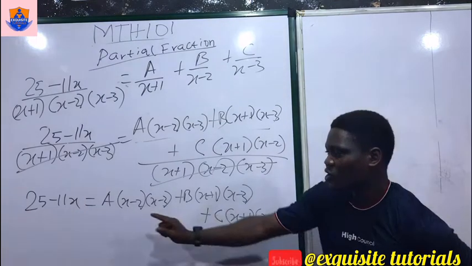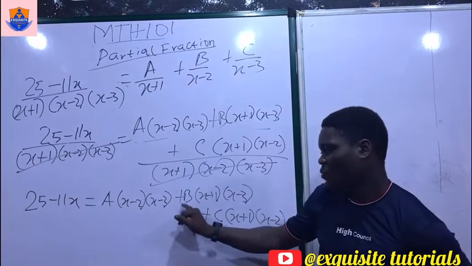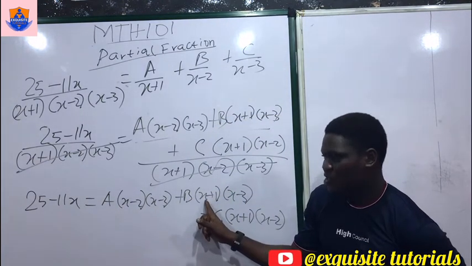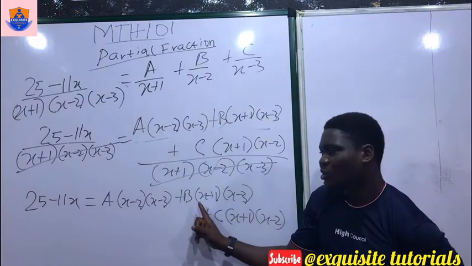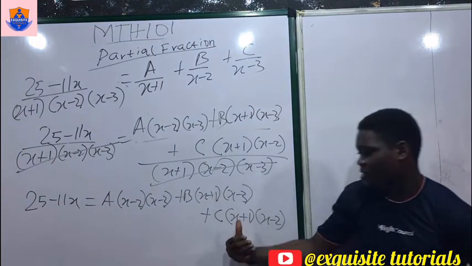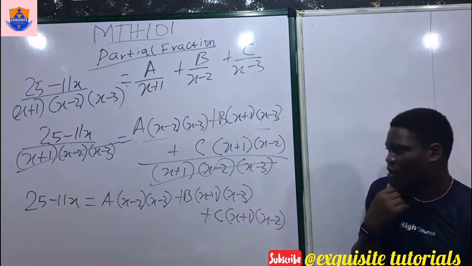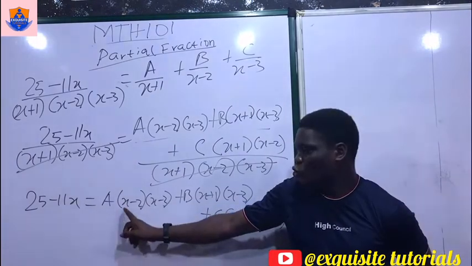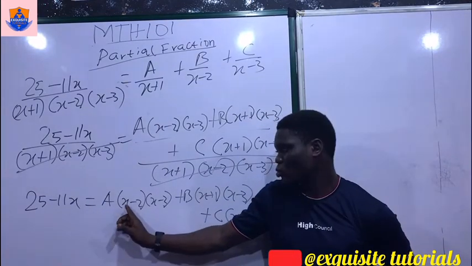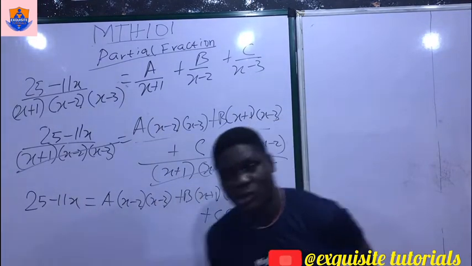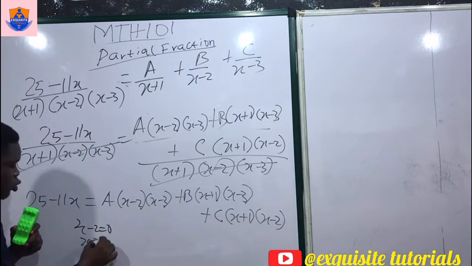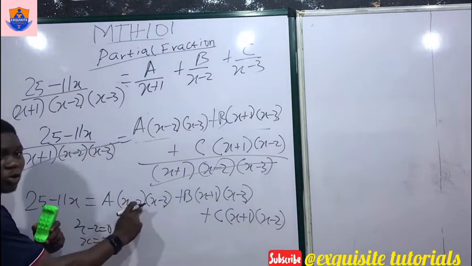Now, for me to get a, I have to eliminate b and c so that I will be looking for only a. Now, what will I put here as x in order to eliminate this? Or what will I put here as x in order to eliminate this? If x was 2, 2 minus 2 is 0. So I will be able to eliminate the bracket. So how do I know it's 2? X minus 2 equals 0. X is equal to 2. So when x is 2, 2 minus 2 becomes 0.